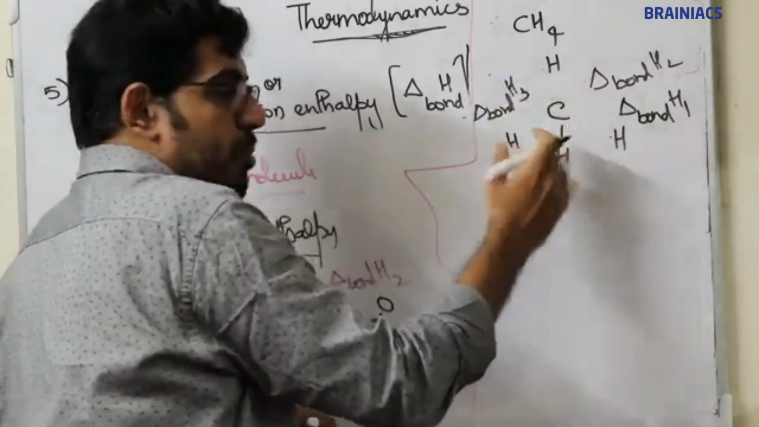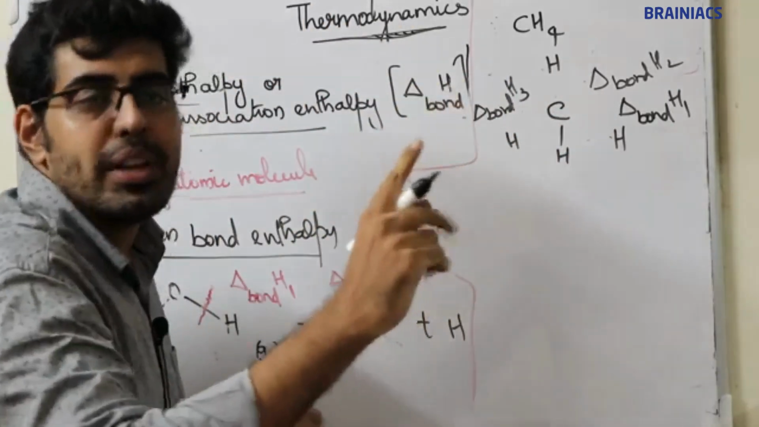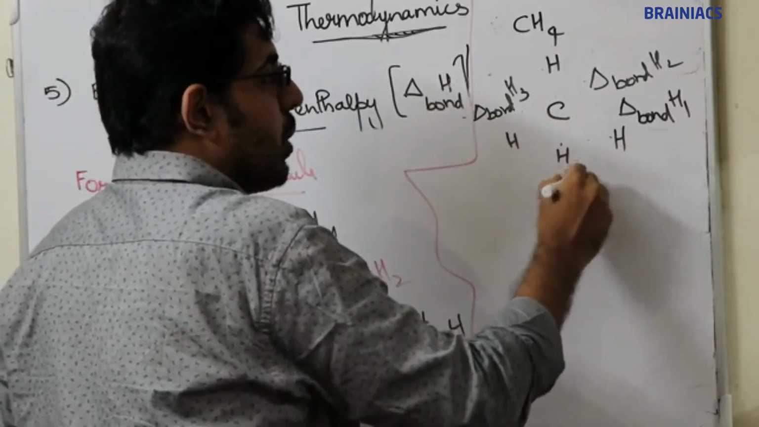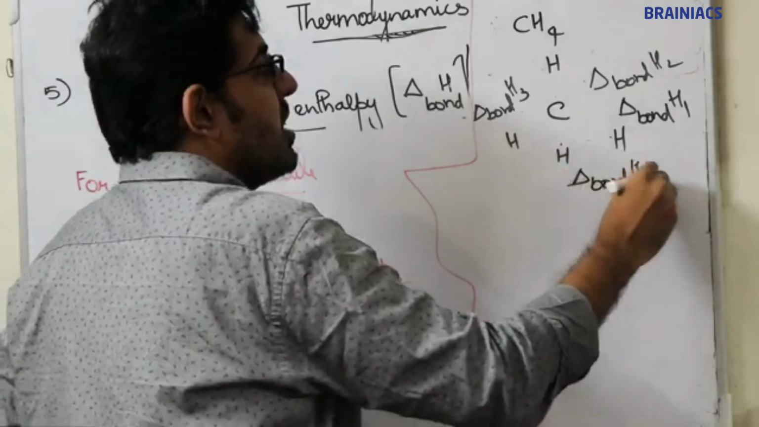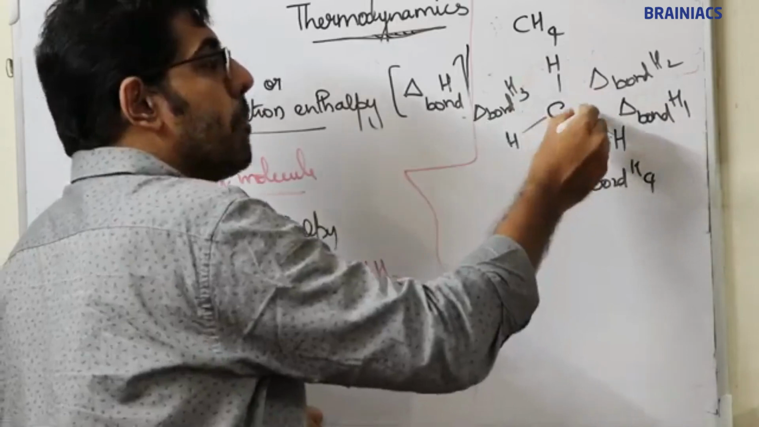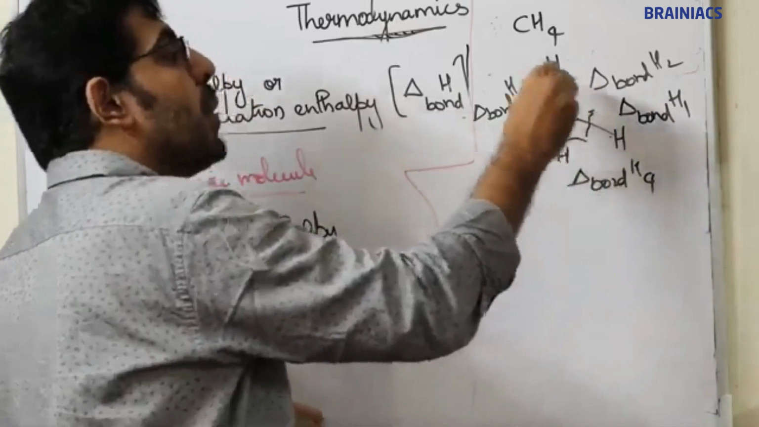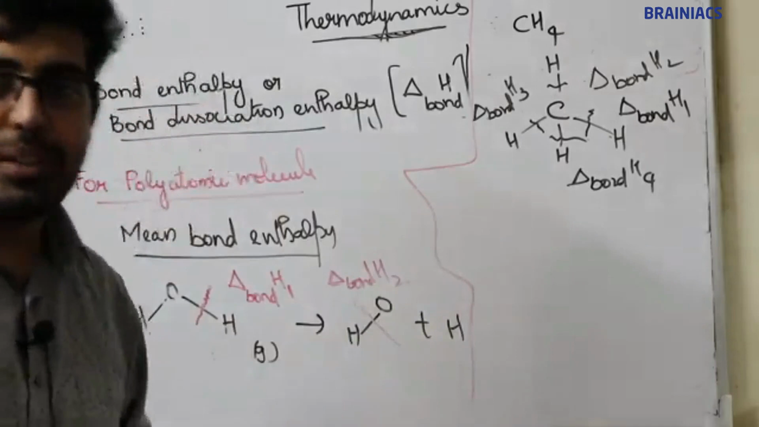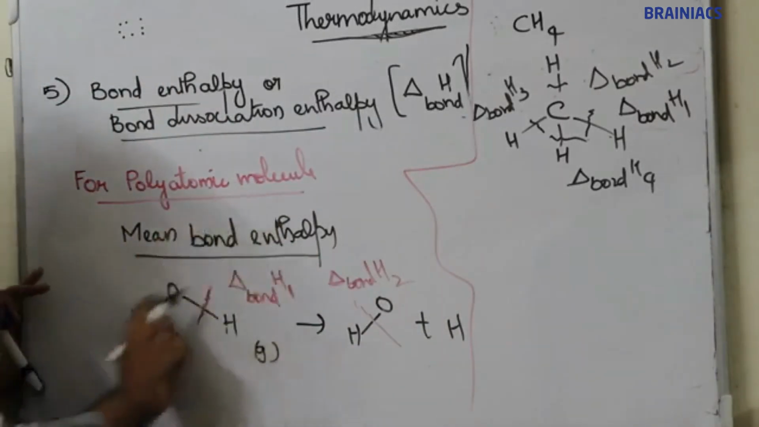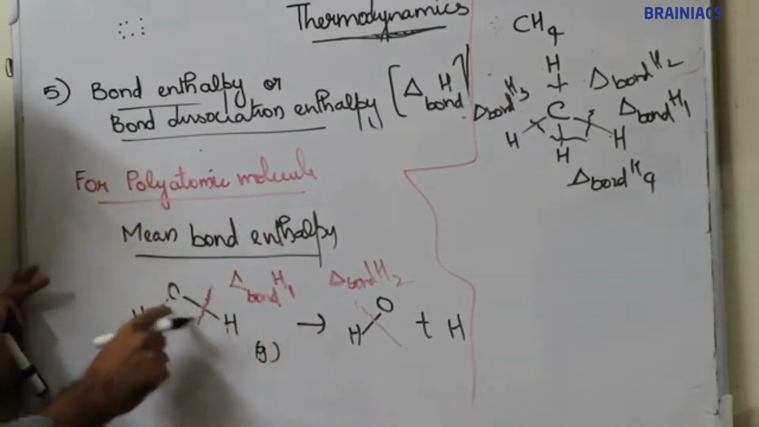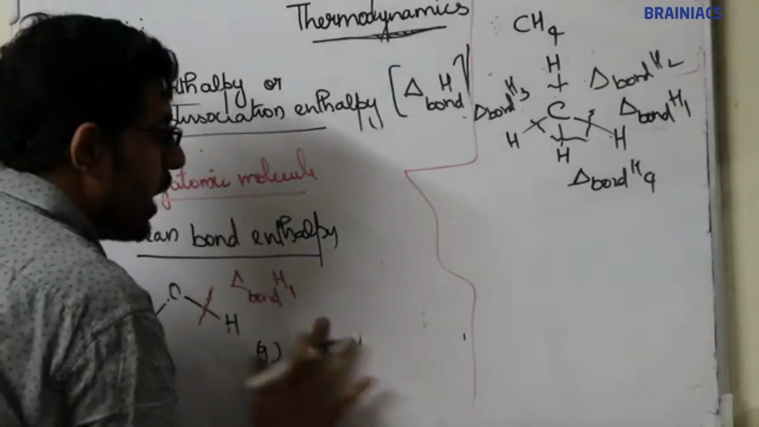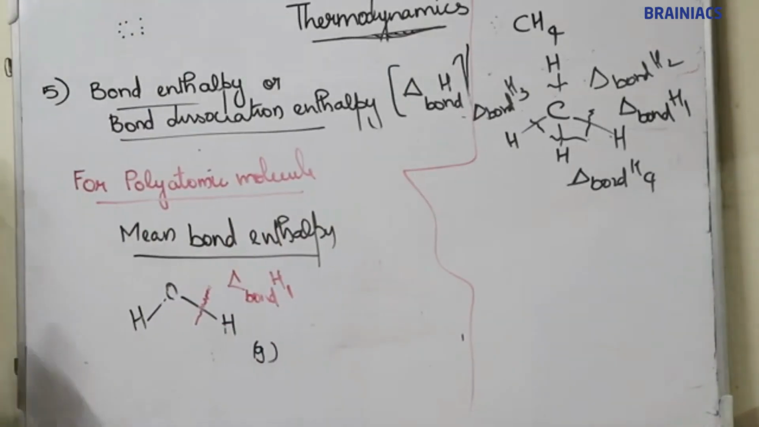Now after breaking this compound, there is only 1 bond remaining, so the energy will vary. If the energy required to break this bond is delta bond H4, here we have 4 C-H bonds, but actually the energy required to break each of the C-H bonds is different. In the case of water, a polyatomic molecule consisting of 3 atoms, the energy required to break down the 2 O-H bonds will be different.